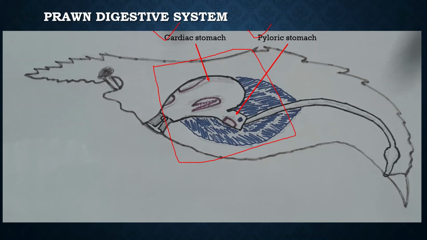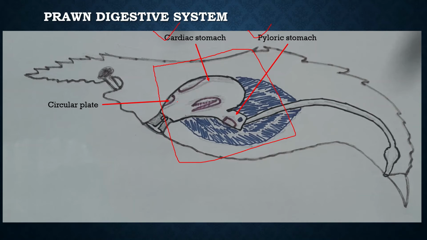The wall of the stomach is supported by some circular plates. Towards the anterior side, there is a circular plate, at the anterior wall of the esophagus, a particular plate.